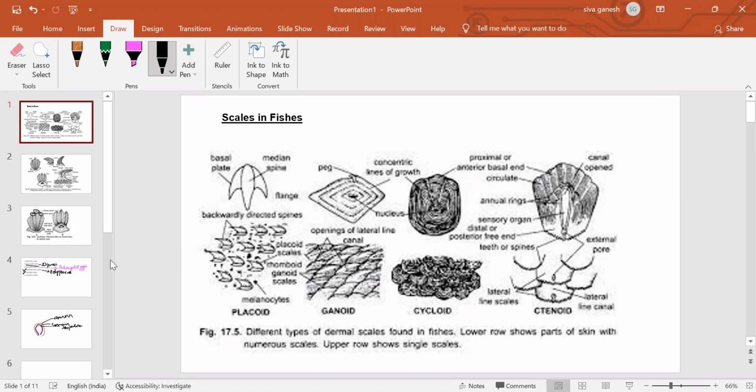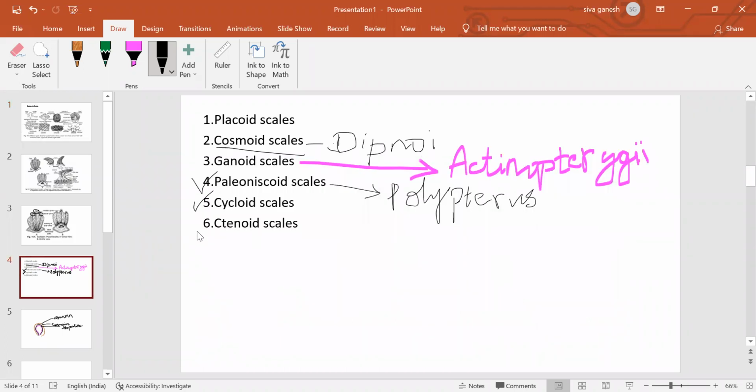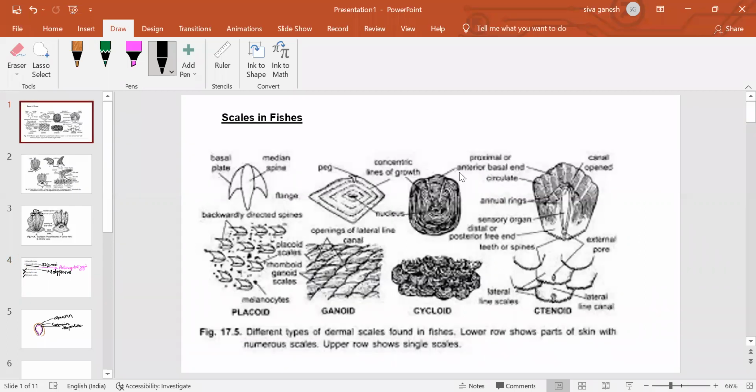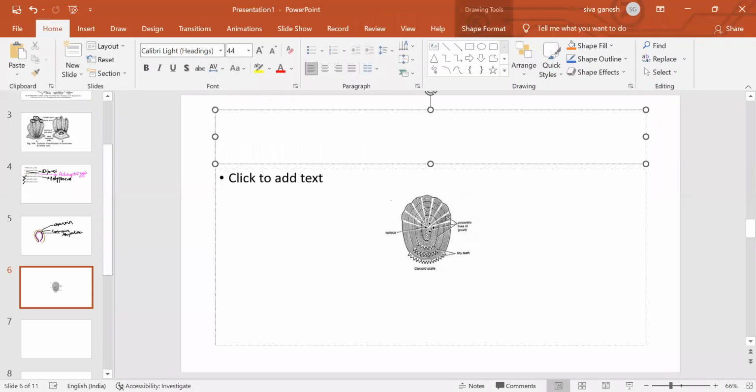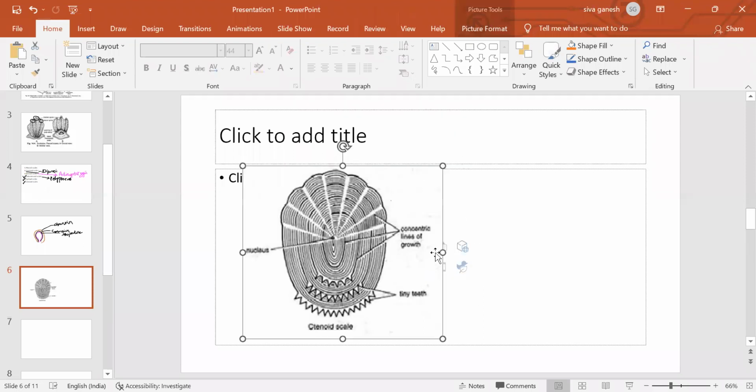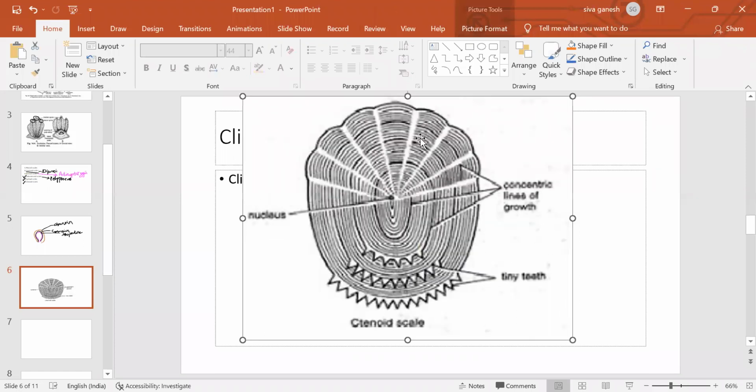The next, sixth type of scales are ctenoid scales, which resemble cycloid scales. Ctenoid scales are like this. Here you can observe the ctenoid scales. They are similar to cycloid scales, but the difference is that tiny, small teeth are present. This is the only difference between cycloid and ctenoid scales. Ctenoid means comb teeth, so ctenoid scales are named like that.